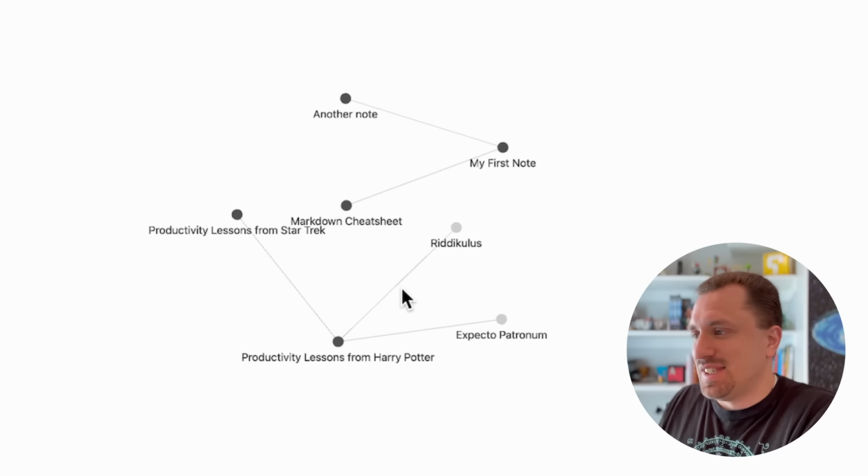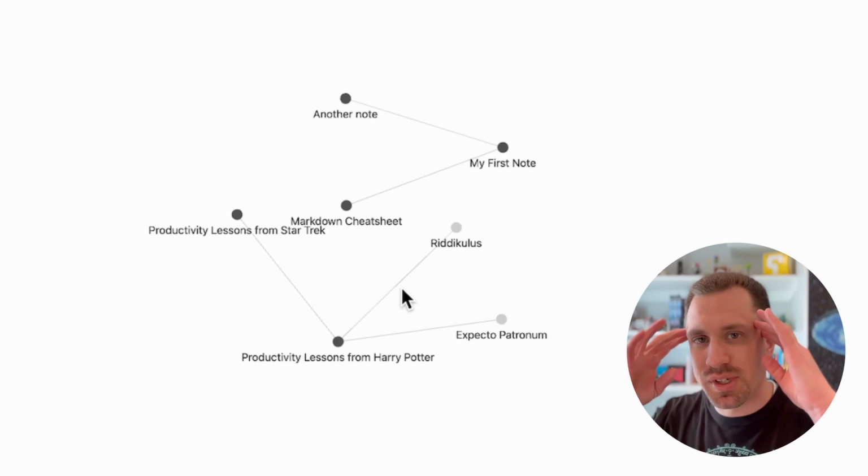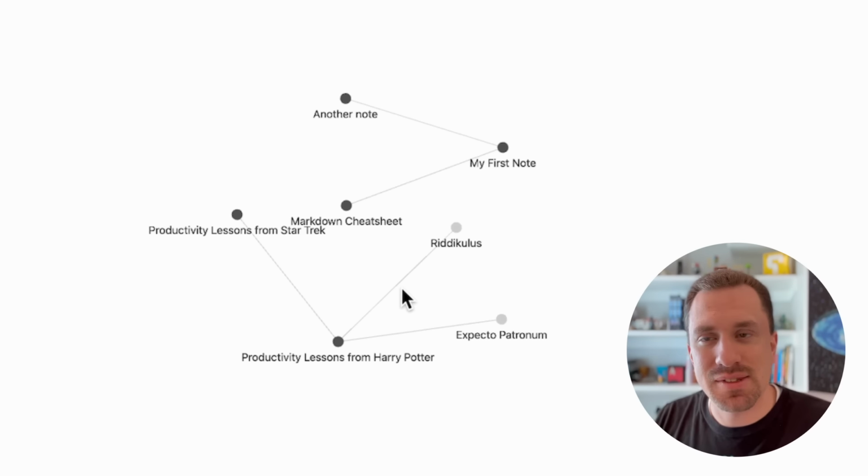And that's exactly what the pensieve is in Harry Potter. It was a place where Dumbledore could store his thoughts and then he could see the connections between things.